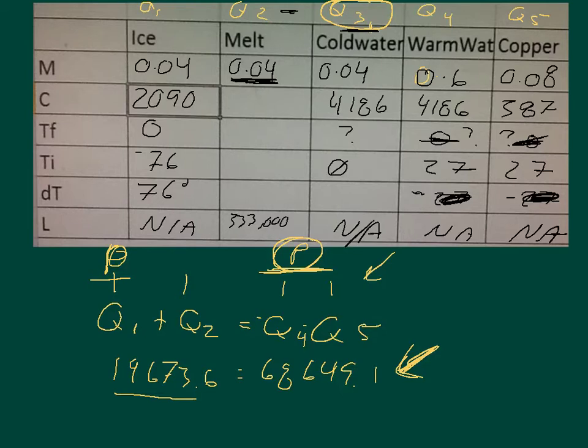So how do we do that? Well, the only thing we know for sure is Q1 and Q2. We know that 0.04 kilograms of ice completely warmed up to 0 degrees. And then we know that 0.04 grams of that ice completely melted. So we know Q2 and Q1. We don't know Q3, Q4, and Q5.